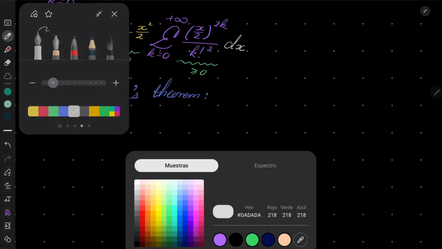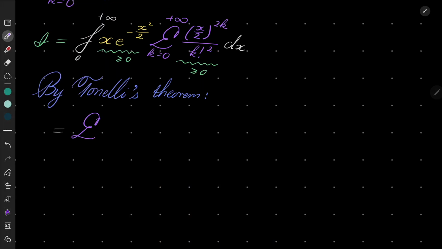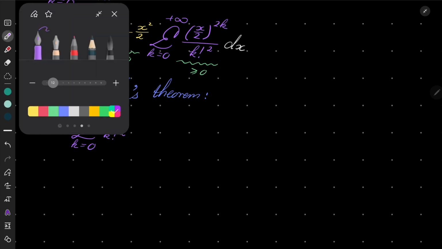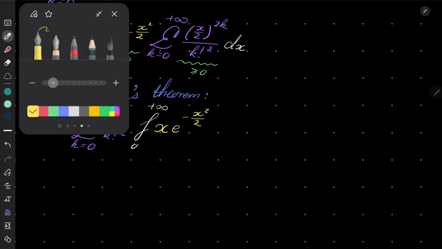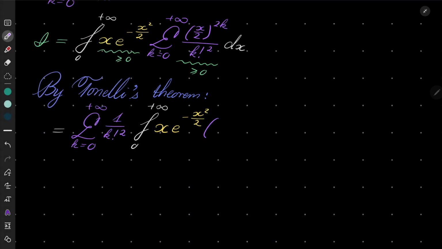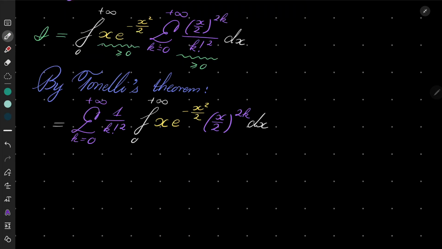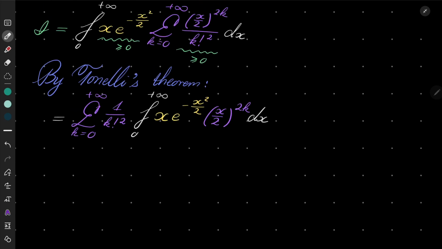So I can put first my series going from k equals 0 to infinity. Well, I can also put 1 over (k factorial) squared because it does not depend on x. And then I can put my integral from 0 to infinity, x e to the power minus x squared over 2, (x/2)^(2k) dx. Very well. Now, what can we do about that integral?